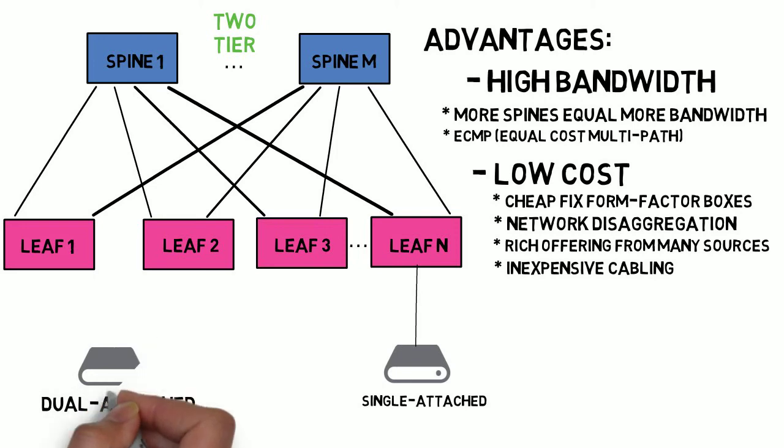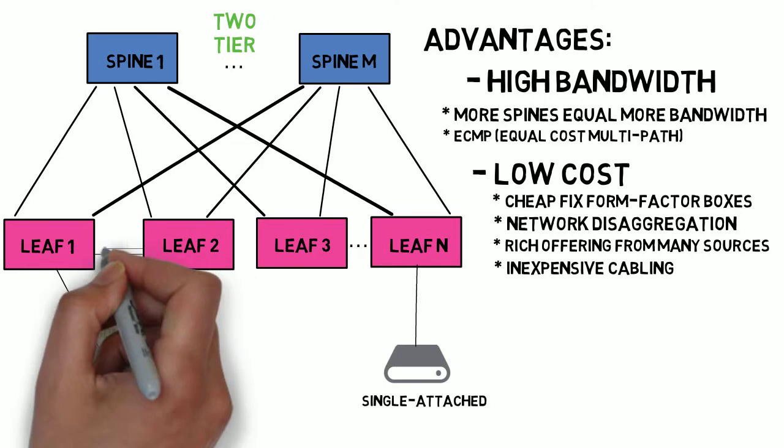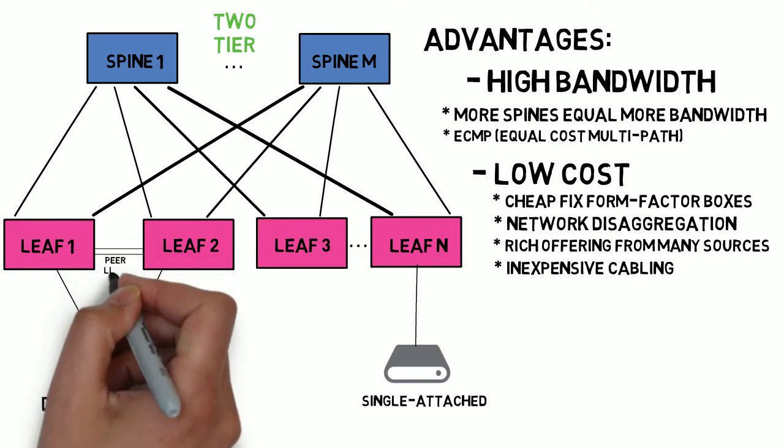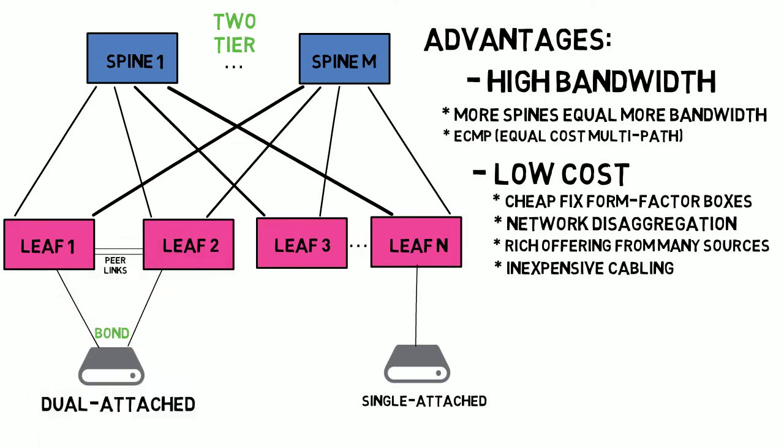When you have a server connected to a pair of leaves, the server forms a bond, and the pair of leaves to which it is connected use a technology like MLAG to provide the illusion of a single switch, thereby giving the server the ability to use both uplinks as active-active, though they are connected to two different switches.